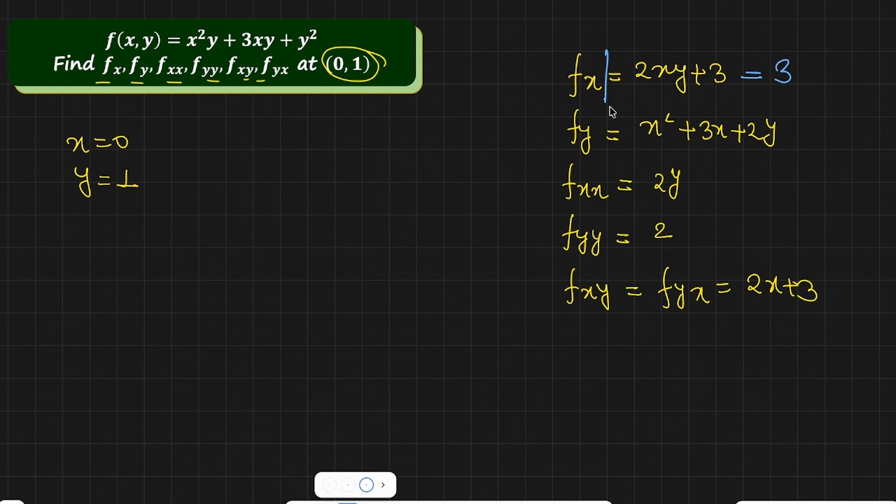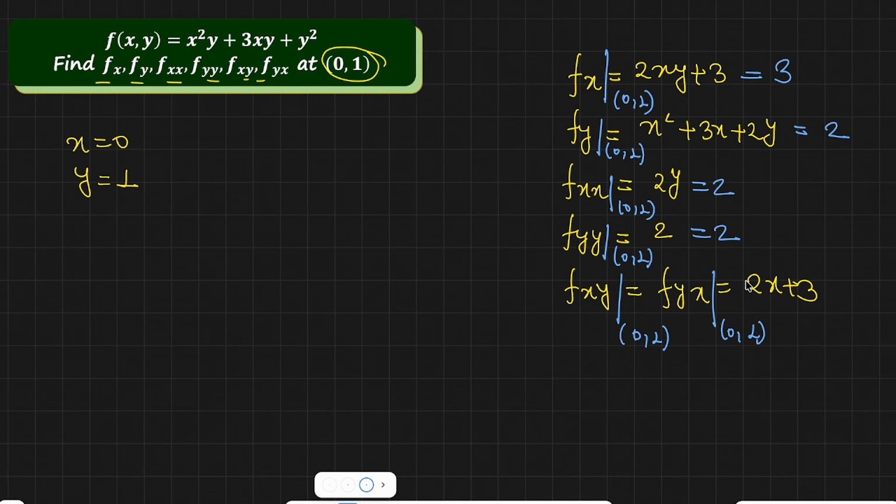This is something called at 0 comma 1. Now at 0 comma 1, what is the value? x is 0, y is 1, that is the answer 2. Now again in this, if you put 0 comma 1, this is already 2, so it will be 2. When you put 0 comma 1 here or 0 comma 1 here, x is 0, this will be 3. This is one of the methods.